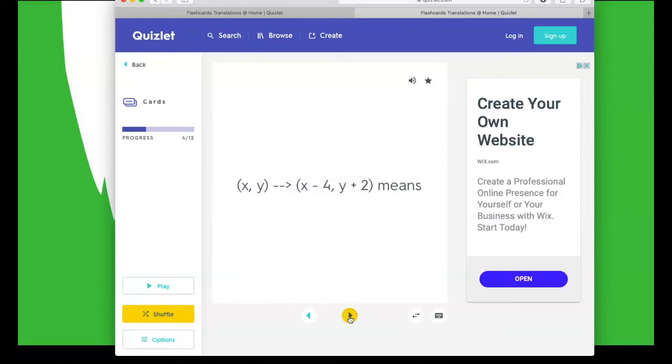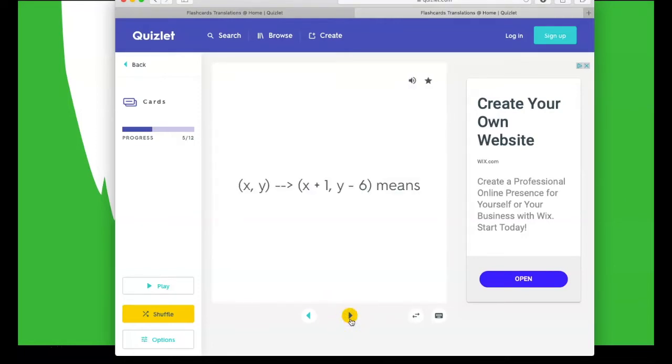What does this mean? You have ordered pair x, y, and you translated x minus 4, y plus 2. What does that mean? What does it tell you to do? X minus 4, y plus 2. This is what it tells you: 4 to the left and 2 up. Great.